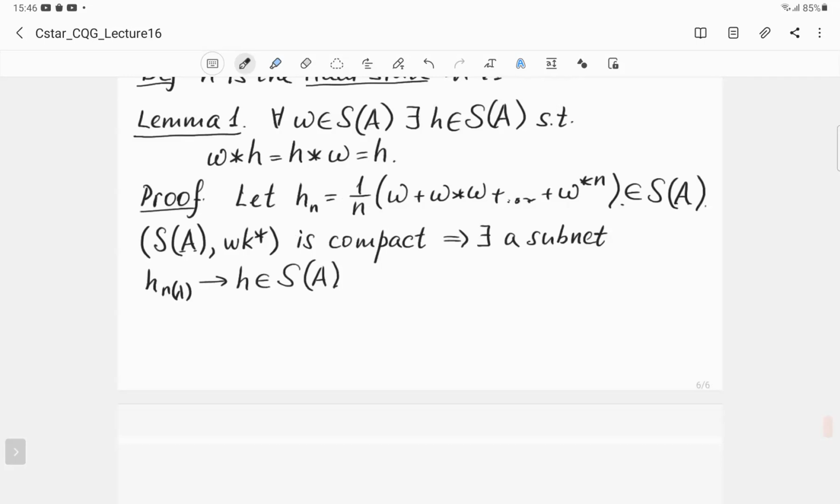Well, indeed, if we convolve omega and h_n, and consider omega h_n minus h_n, so equivalently we can convolve on the opposite side, and a little computation shows that this will be 1 over n, and when we take the difference, only two functionals survive, namely omega to the power n plus 1 minus omega, and other terms cancel.